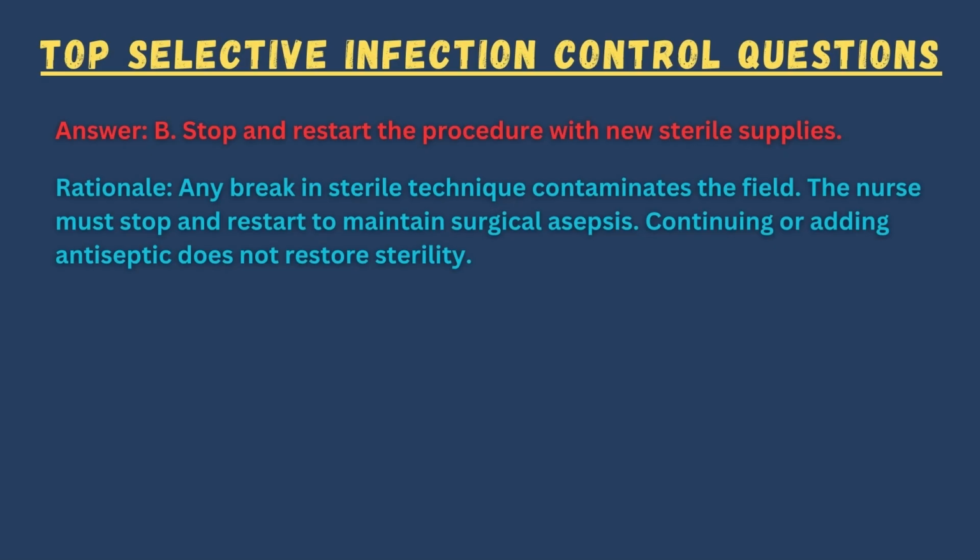Answer: B. Stop and restart the procedure with new sterile supplies. Rationale: any break in sterile technique contaminates the field. The nurse must stop and restart to maintain surgical asepsis. Continuing or adding antiseptic does not restore sterility.